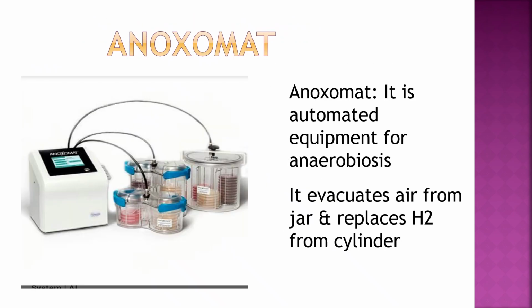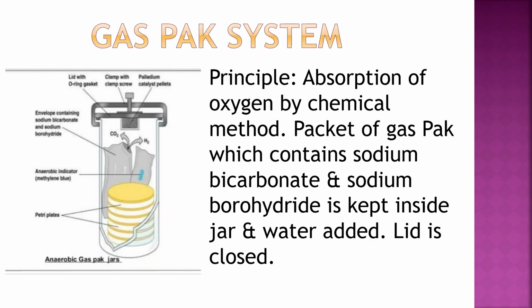Now the next method is Anoxomat. This Anoxomat is automated equipment for anaerobiosis. It evacuates air from the jar and replaces it with hydrogen from the cylinder. That is done automatically. Now the next method is the gas pack system.